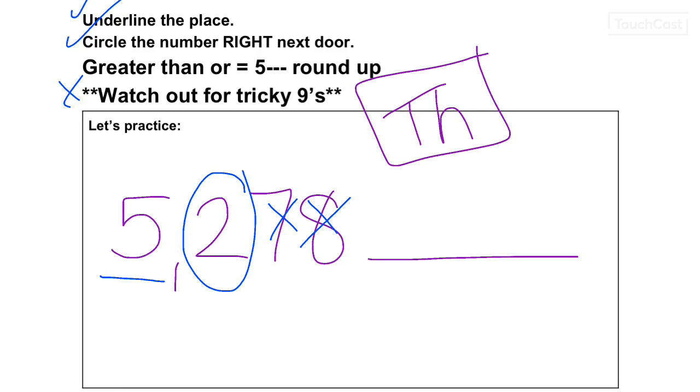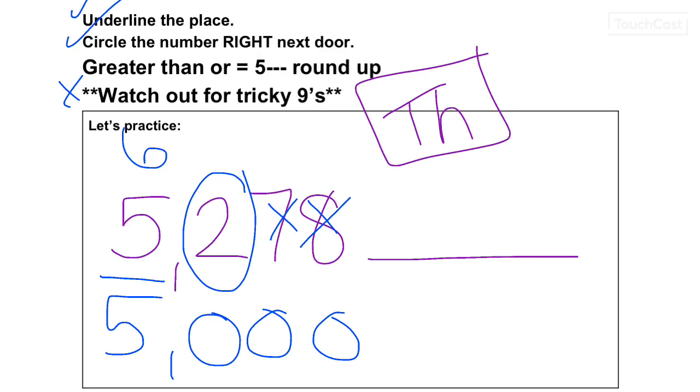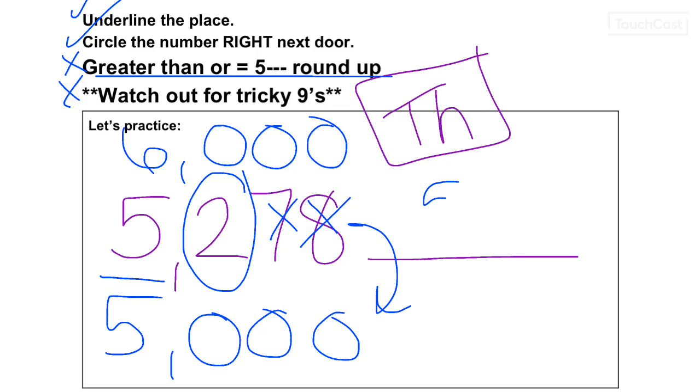So again, we're going to the thousands. So which two thousands would this be between? It's going to either stay 5,000 or bump up to the next 1,000, which is 6,000. Let's look at the circled number. Circled number is 2. Is 2 greater than or equal to 5? It is not. It's smaller. It's going to round down to 5,000.